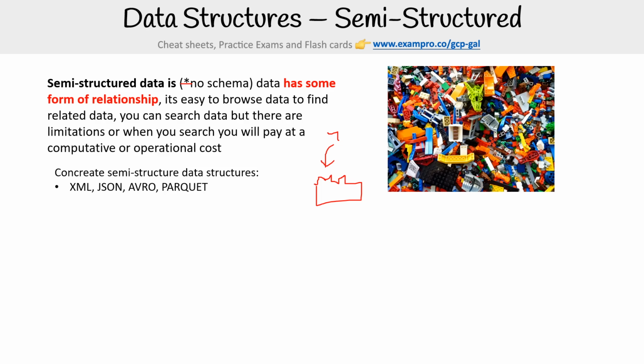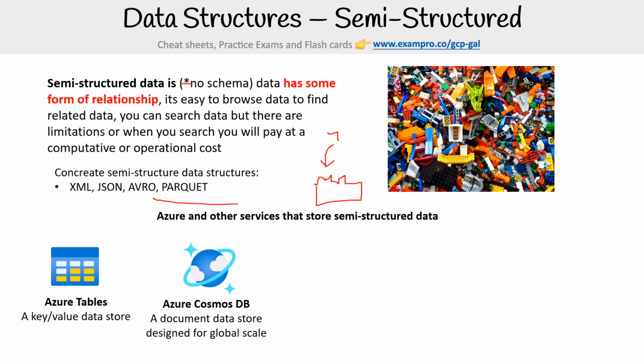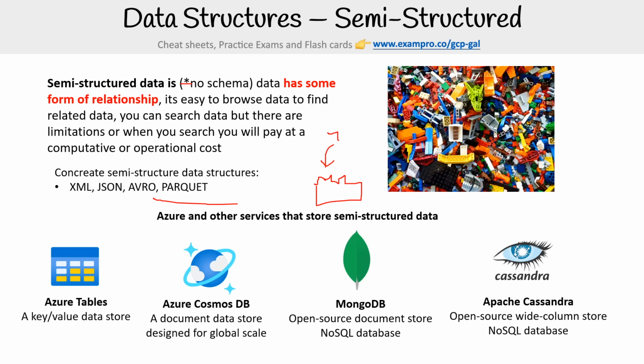For concrete semi-structured data structures, we've got XML, JSON, Avro, and Parquet. I don't know if it's pronounced Parquet, but that's the way I say it. And for Azure and other services that store semi-structured data, we have Azure Tables, which is a key-value store, and Azure Cosmos DB, where its primary one is document. Of course, it stores other types, but when we're talking about semi-structured, we're talking about a document store. MongoDB is an open source document store, and then we have Apache Cassandra, which is a wide-column NoSQL database. That's just an open source one, okay?